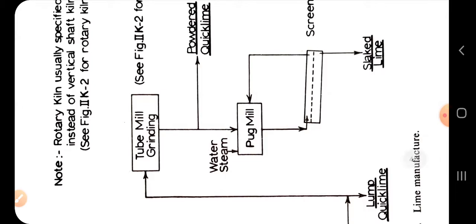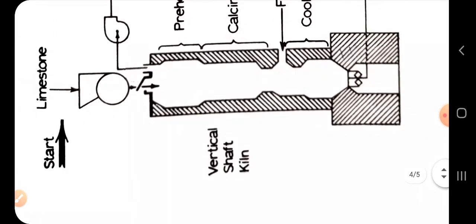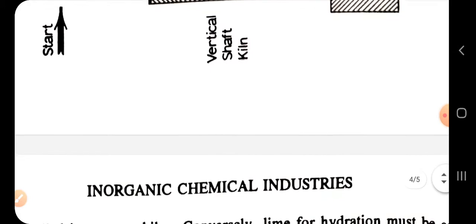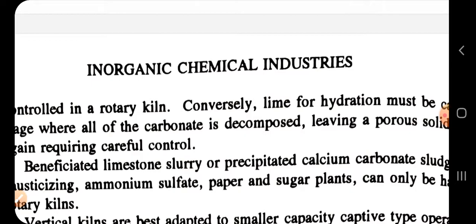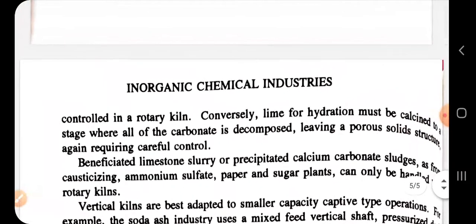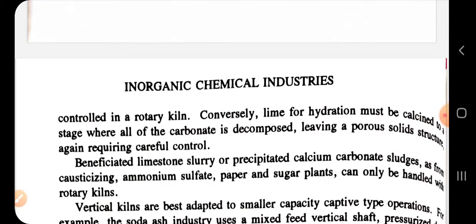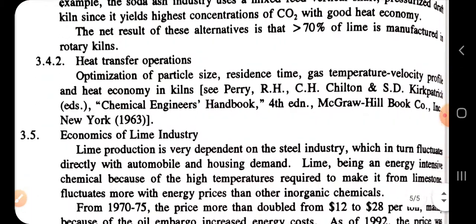And vertical kilns, the type we are using here, are best adapted for smaller capacity operations. For example, in the soda ash industry, this type of vertical shaft kiln can be used. Also, of these different types of kiln, more than 70% of the total production of lime in India is produced using rotary kilns.